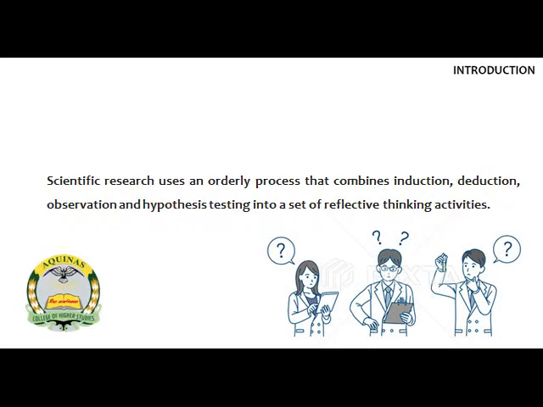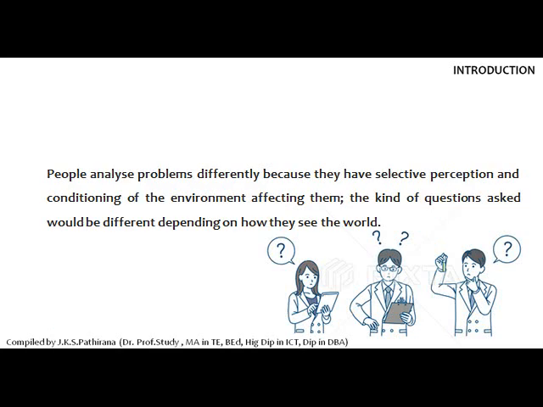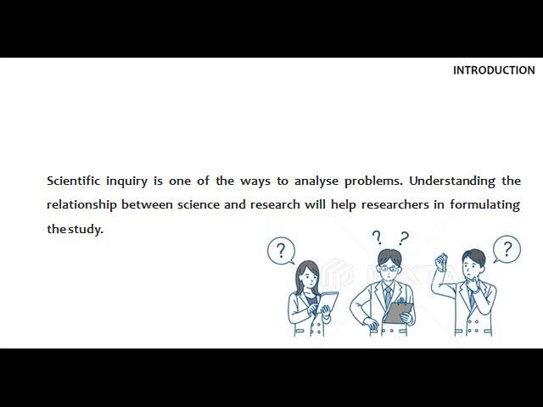Scientific research uses an orderly process that combines induction, deduction, observation and hypothesis testing into a set of reflective thinking activities. People analyze problems differently because they have selective perception and conditioning of the environment affecting them. The kind of questions asked would be different, depending on how they see the world. Scientific inquiry is one of the ways to analyze problems. Understanding the relationship between science and research will help researchers in formulating the study.